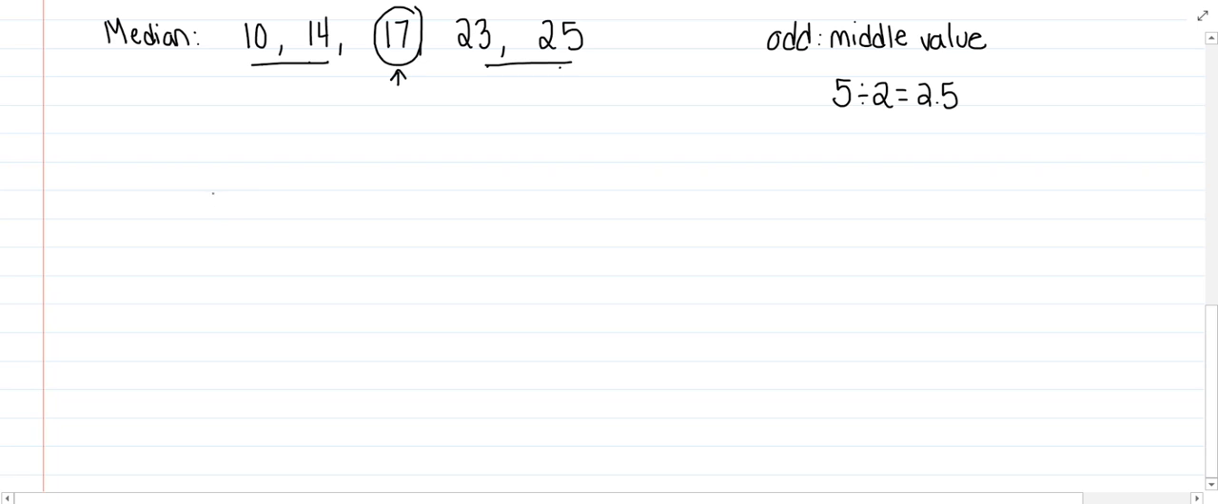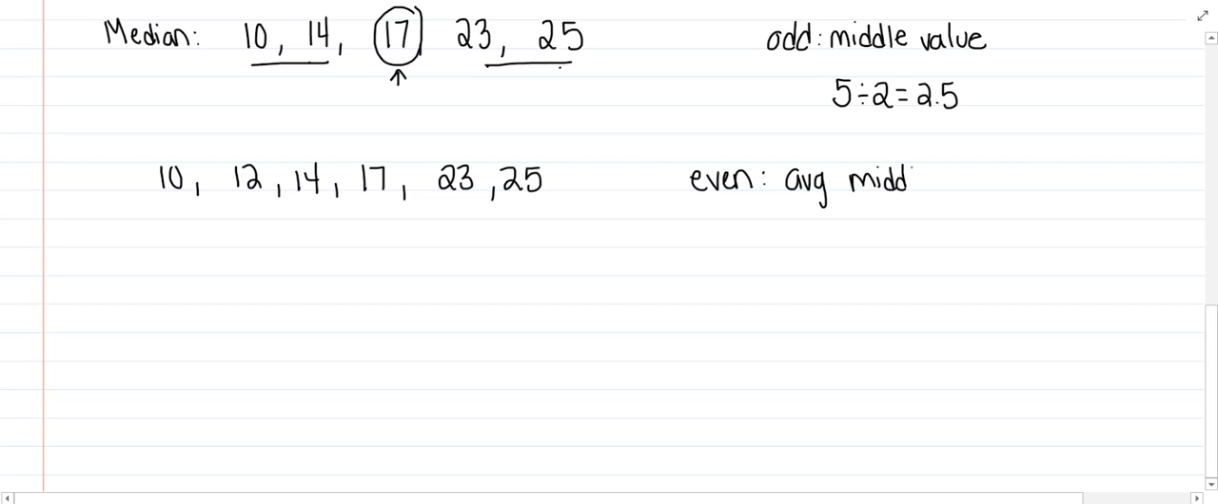Now, let's say we take that same data set and we add another value to it. So let's say maybe it's a 12 right here. Well, now this is an even number. There are 6 pieces of data. So when there are 6 pieces of data in a set, we want to find the average or the mean of the middle 2 values. Okay, so the middle of 6 would be 3.